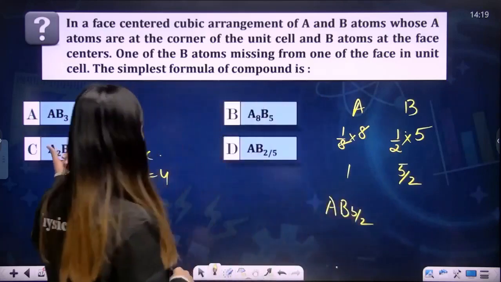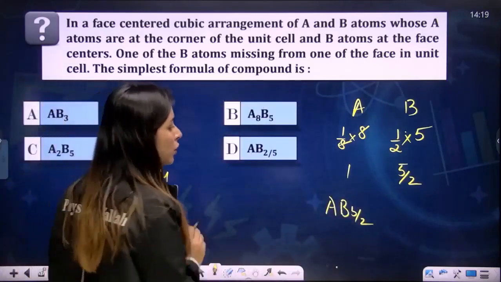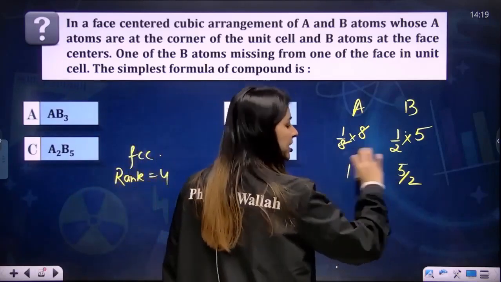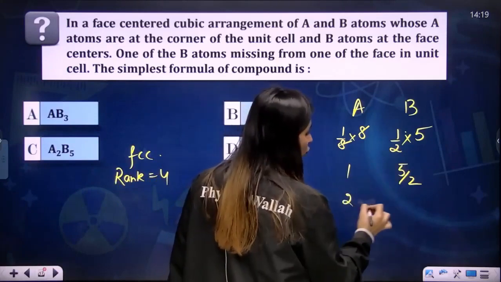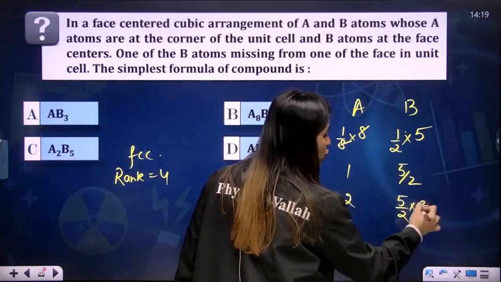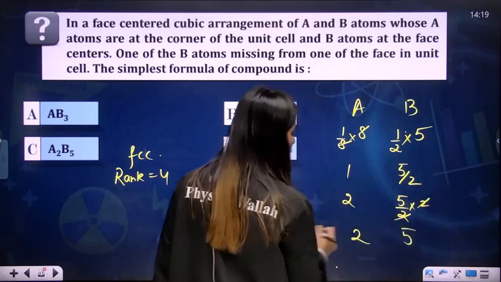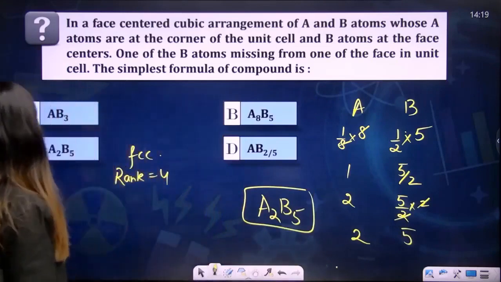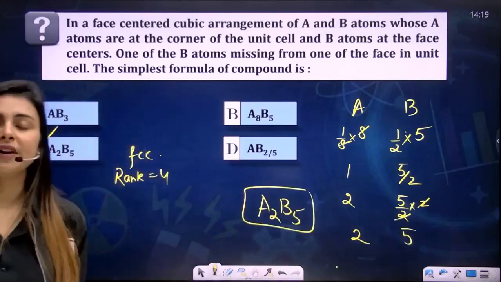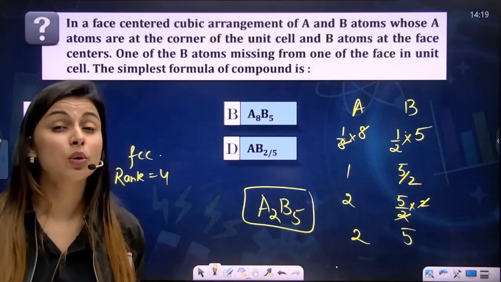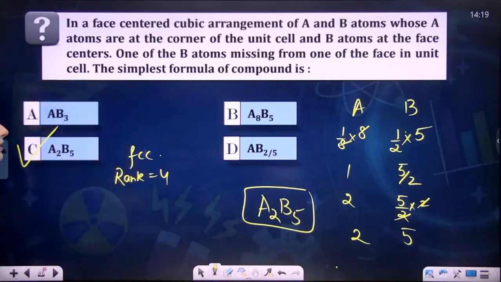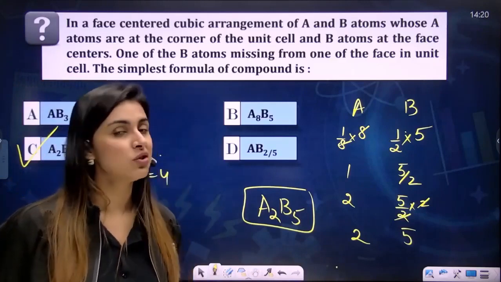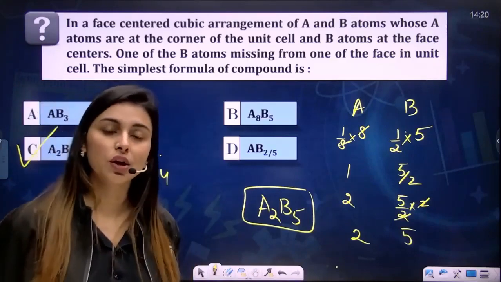Is any formula like this present? No, it is not present. So what will you do? You will have to simplify it a little bit more. Take the LCM, multiply by 2. So this would be 2, and this would be 5/2 into 2. So the 2 cancels. So this would be 2 and 5. So the formula would be A2B5. So A2B5 is your correct answer, that is option C. You have to solve such types of questions seeing the options. Whether you have to simplify it or not, just check the options and accordingly calculate your answer.